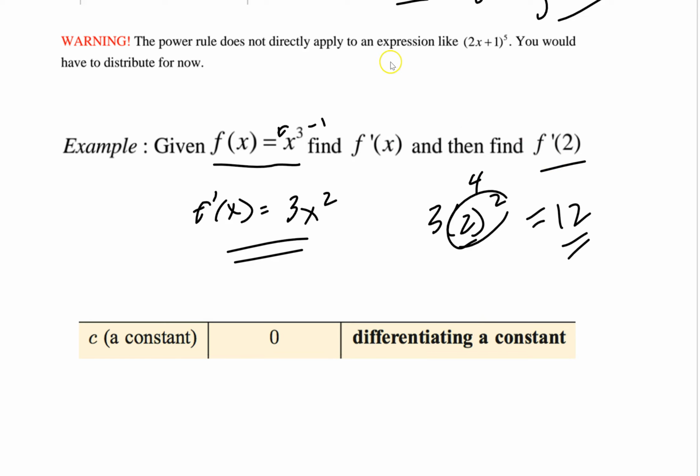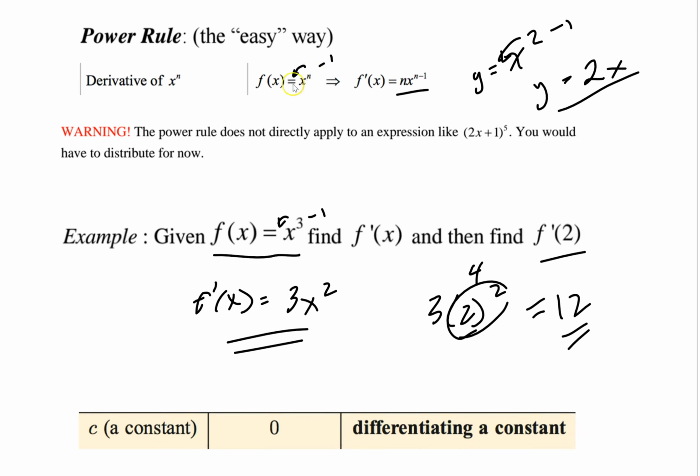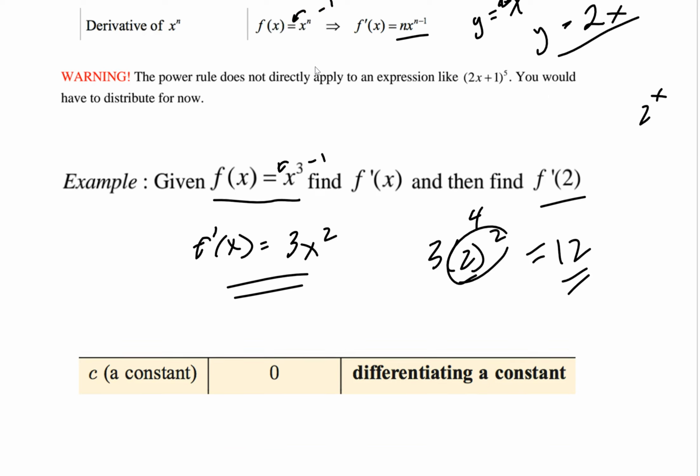So that's the basic power rule. The easy way to take a derivative of a power. Again, notice it only works for power functions, right? X to the n powers. So we're not talking about e to the n. We're not talking about other things. We're not talking about this. Right? That's not a power function. A power function is only something with the base of x and the power of a constant.